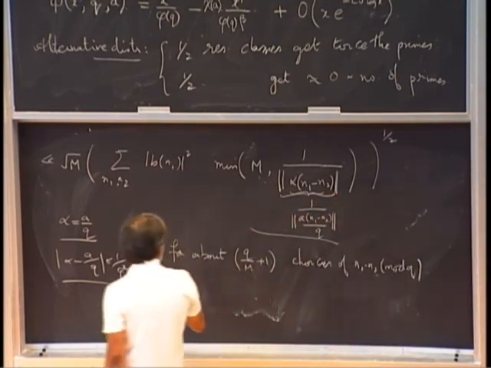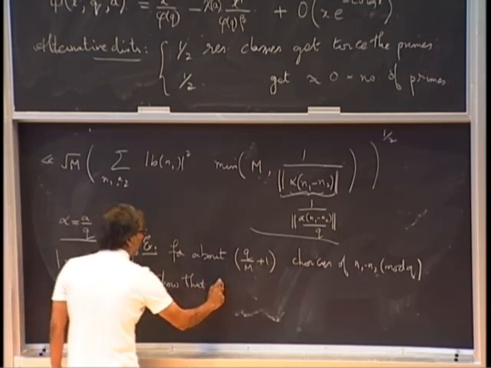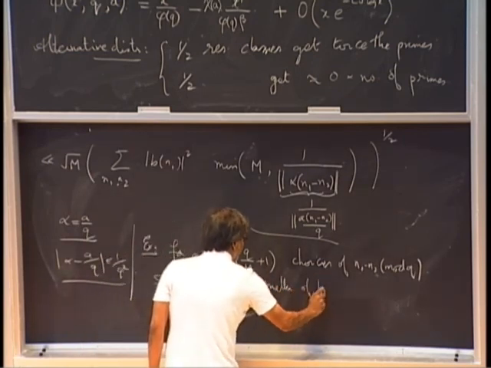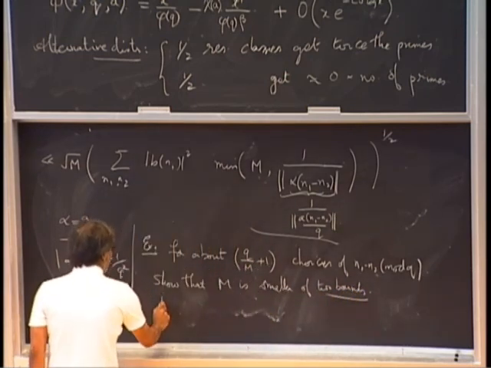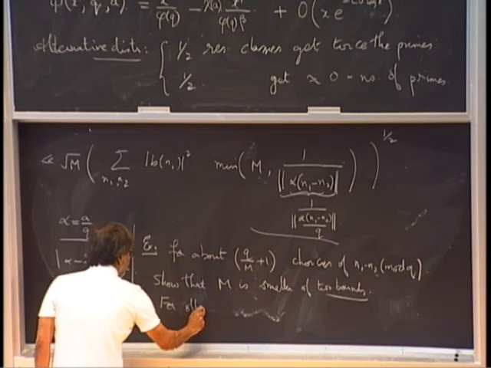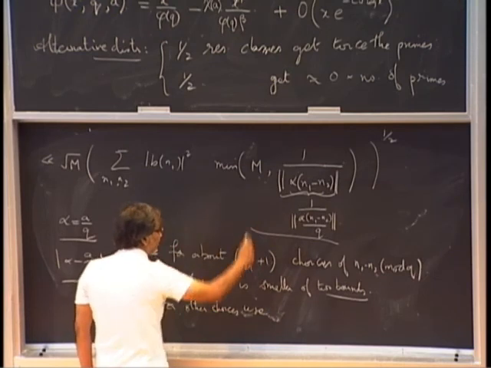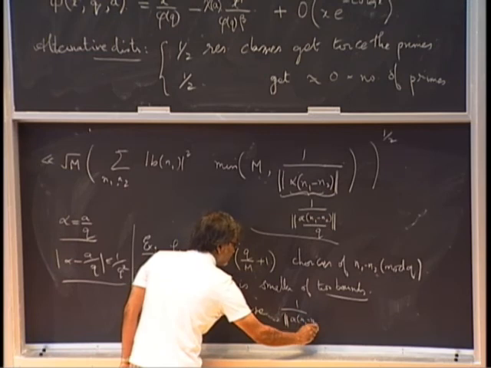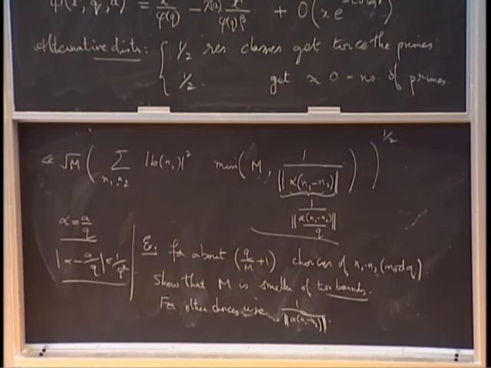So show that M is the smaller of the two bounds. For other choices, use the second bound. Okay. So I'm sketching this more rapidly than usual, but you can fill in all the details.